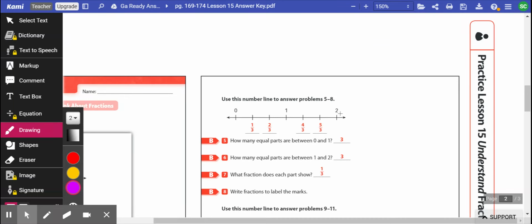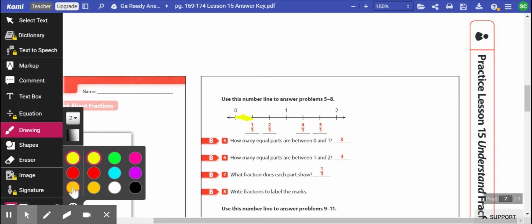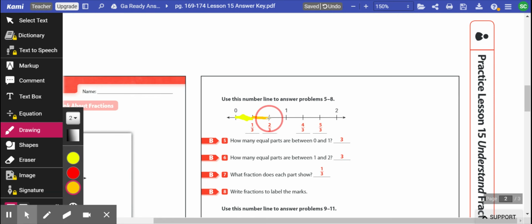So if we look at this number line, it goes all the way to 2. But when I'm determining my fractions, I'm going to look between one whole number, so from 0 to 1 or 1 to 2. When I do that, I can see that there are 1, 2, 3 equal parts. So that means that this number line is broken into thirds. So at this first tick mark, I'm going to label that as 1/3, then 2/3.